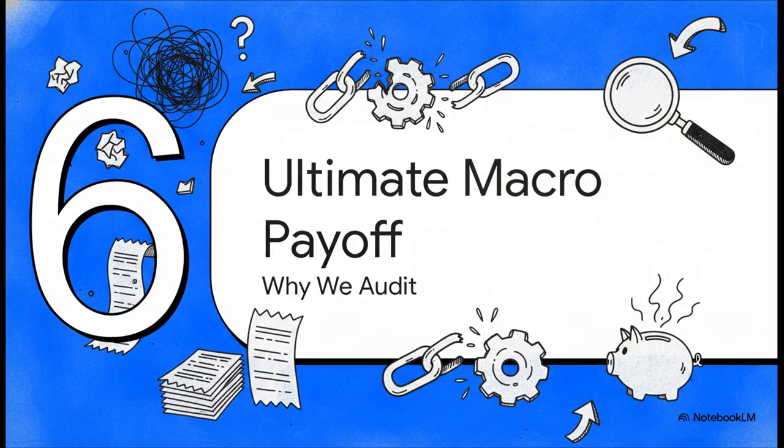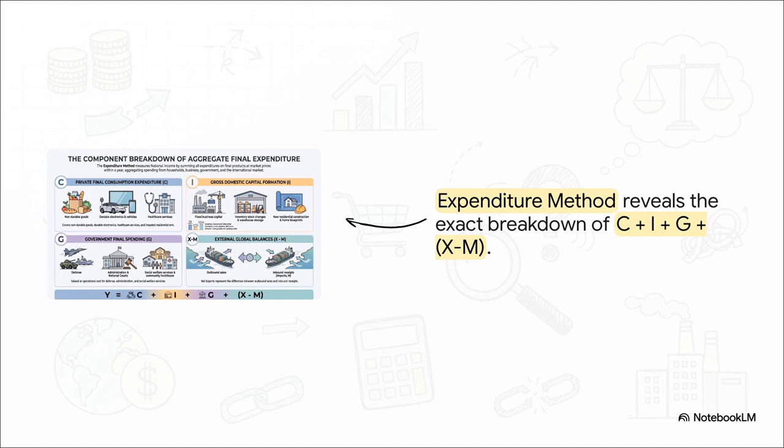Section 6. The ultimate macro payoff. Why we audit. So, the crucial point is, why do we put ourselves through this? Why deal with missing receipts, confusing inventory valuations, and all these highly specific inclusion and exclusion rules? We do it because of this massive macro payoff. Look, despite all the practical hurdles and the messy data, the expenditure method is absolutely vital. It gives us the precise breakdown of the entire economy.